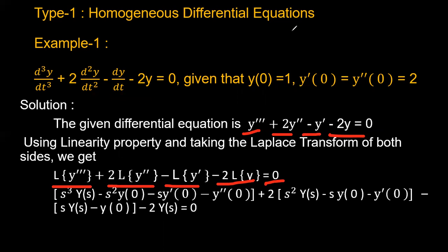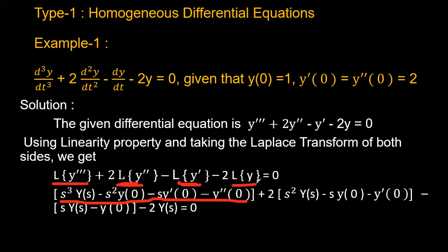Now we have seen the formula for the Laplace transform of y triple dash. That is s cube Y(s) minus s square y(0) minus s y dash(0) minus y double dash(0). Similarly, you have to apply the Laplace transform to y double dash and y dash. We know the formulas for the Laplace transform of y dash, y double dash, and y.